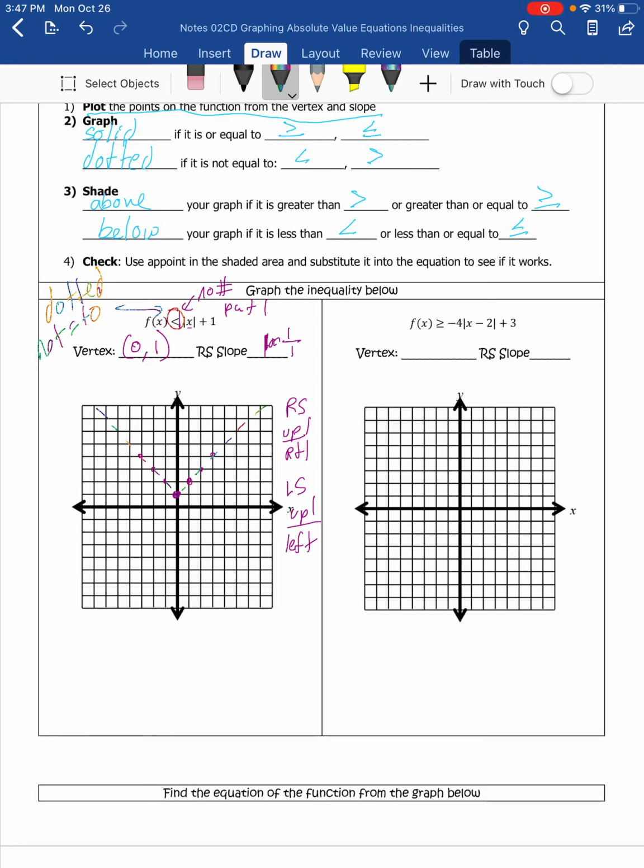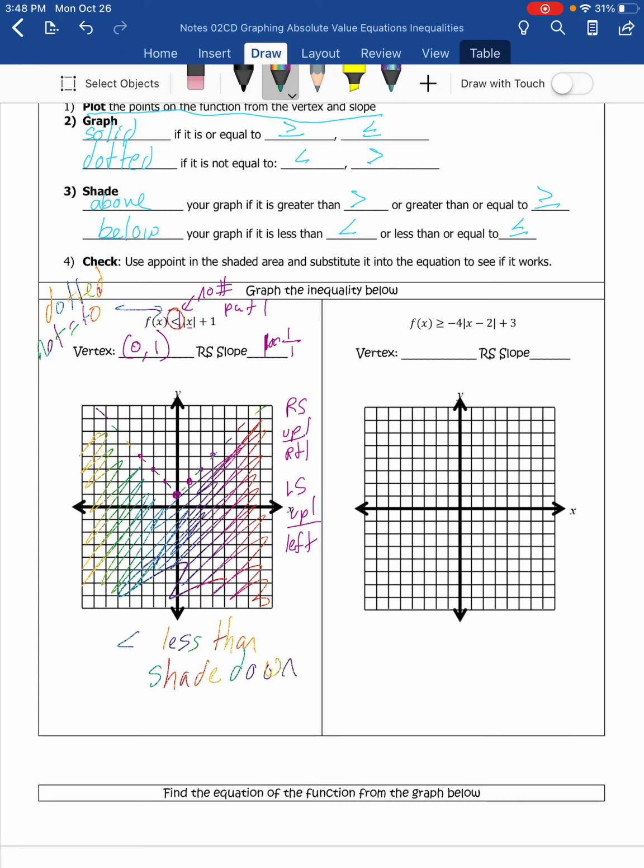Okay, the next thing is my graph is less than. So this is less than, which means you're going to shade down. So for this, I'm going to shade below my graph. So if it's less than, I'm going to shade down.